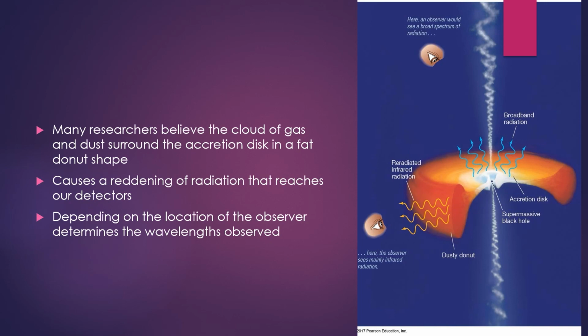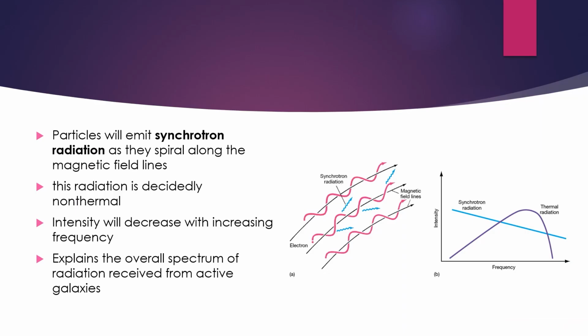Many researchers think this dust and gas is found around the accretion disk in a fat donut-shaped ring. So depending on your location, depends on what wavelengths you observe. If you're above, you're going to see X-ray, gamma ray. If you are here, you are going to see radio and infrared. Particles, as they move within the magnetic field lines, as they're being jetted out, will emit synchrotron radiation. This radiation is non-thermal, but its intensity will decrease with increasing frequency, and allows for an explanation of the overall spectrum of radiation received from these active galaxies.